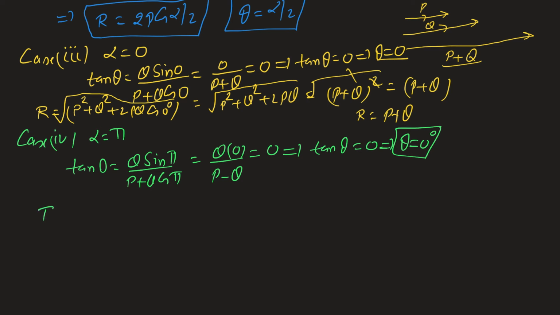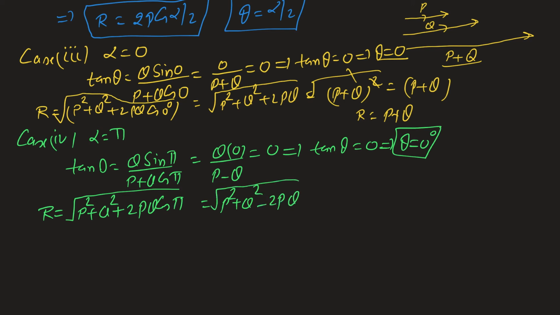Fine. And what will be the magnitude? The magnitude will be the square root of P square plus Q square plus 2PQ cos pi. Fine. This will be P square plus Q square, cos pi is minus 1, minus 2PQ, square root. So P minus Q whole square, this will cancel out, this will be P minus Q. So resultant will be P minus Q.